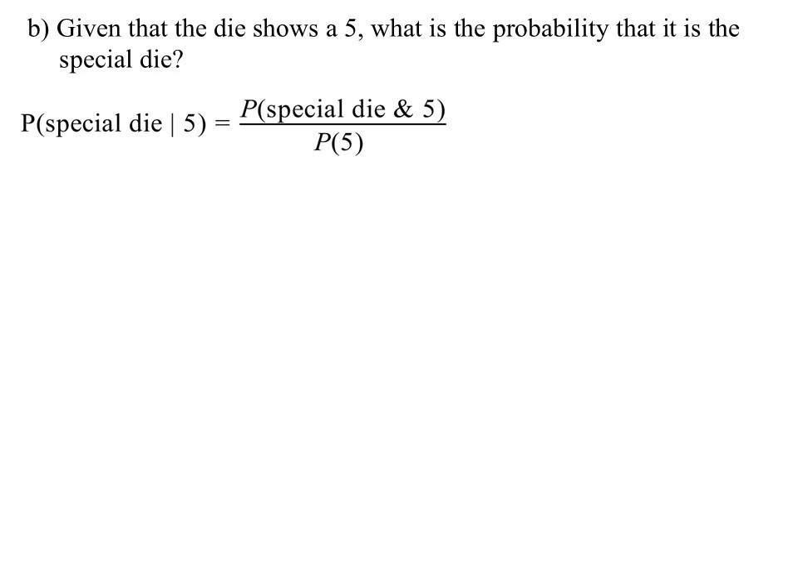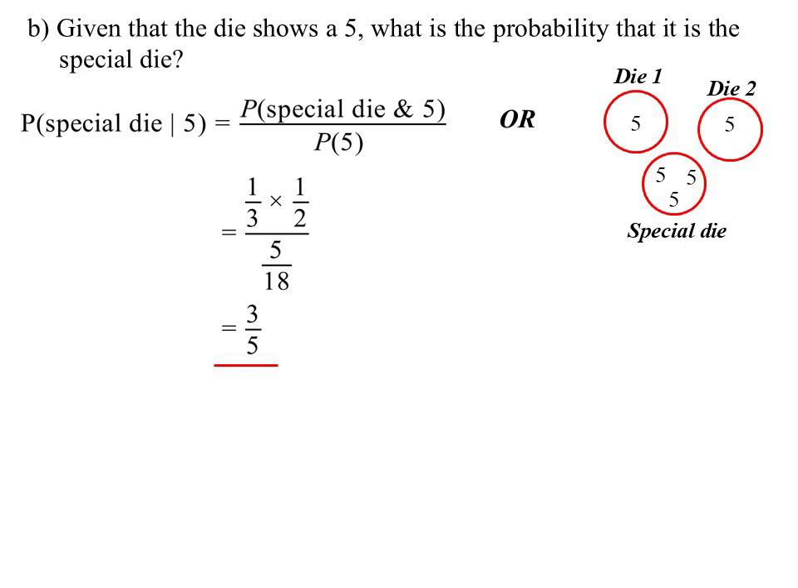Probability of special die, given that it rolled a 5, would be special die and roll 5 divided by just the probability of a 5. Subbing that in, we get 3/5. There's another way I could have done that. If I look at the 3 die, but I'm only interested in 5s, because we know it's going to be a 5. As far as we're concerned, die 1 just has 1 5, die 2 has 1 5, and the special die has 3. That's really all we're considering here.